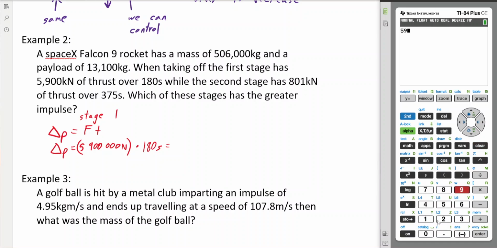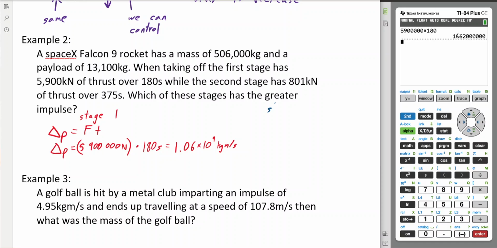Okay, and we can get the answer for that. 5,900,000 newtons times 180, so we get 1.062, let's see, we've got 3 sig digs, so 1.06 times 10 to the exponent 9 kilogram meters per second.